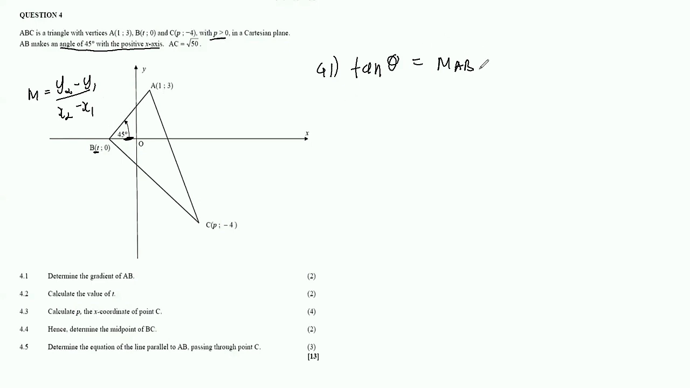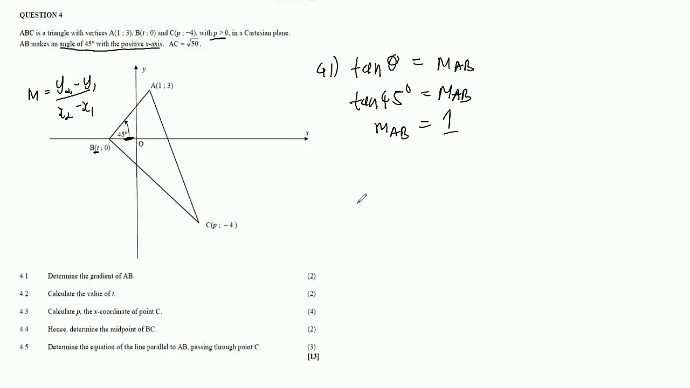But we do have another option in the form of the angle of inclination formula. Let's just say tan 45 degrees, and that will be equated to the gradient of AB. Now tan 45, we know that's equal to 1. So in other words, the gradient of AB is equal to 1. And just like that, you've got your 2 marks.